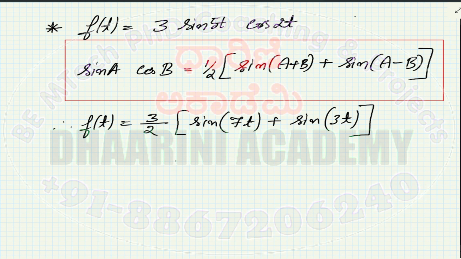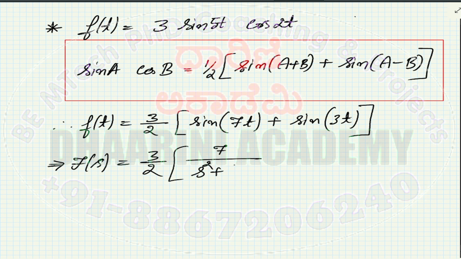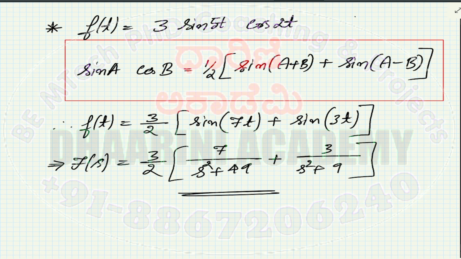This is a function. Now using this I can directly apply and get its Laplace transform. Therefore F of s is equal to 3 by 2, which is a constant, so it remains outside. Sine at Laplace is a by s square plus a square. So a is 7, so 7 divided by s square plus 7 squared, 49, plus once again 3 divided by s square plus 9 is the required answer. Anyway, definitely we can go ahead and simplify further by taking a common denominator, if necessary.